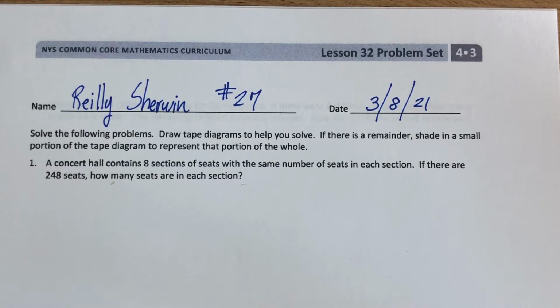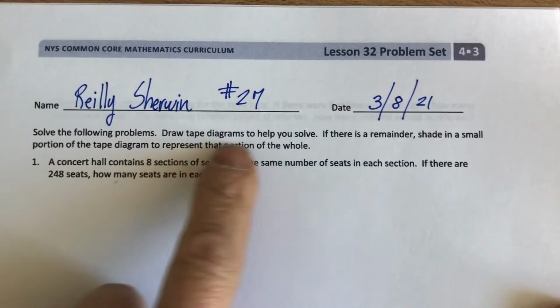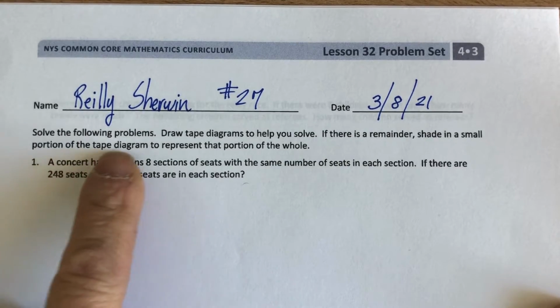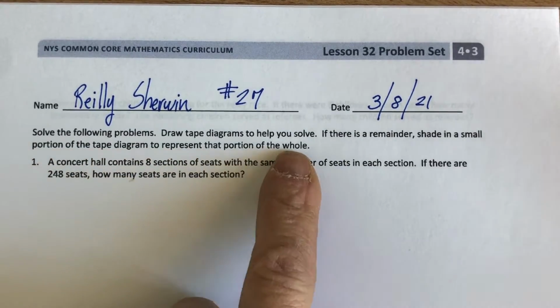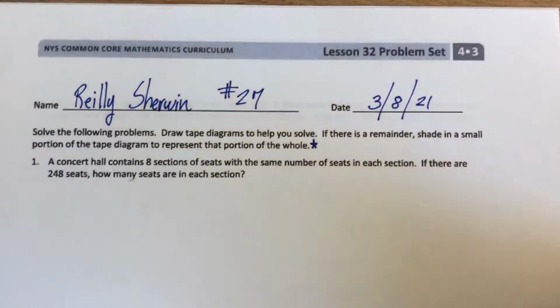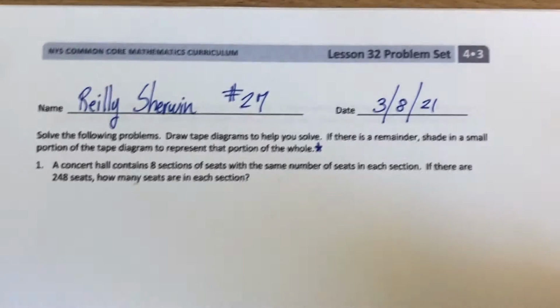So let's get started. We're going to solve the following problems. We're going to draw tape diagrams to help you solve. If there is a remainder, shade in a small portion of the tape diagram to represent that portion of the whole. Now, this part right here can be confusing, okay? So I wanted to show you that, all right? And that's why we need to do these two problems here, okay?